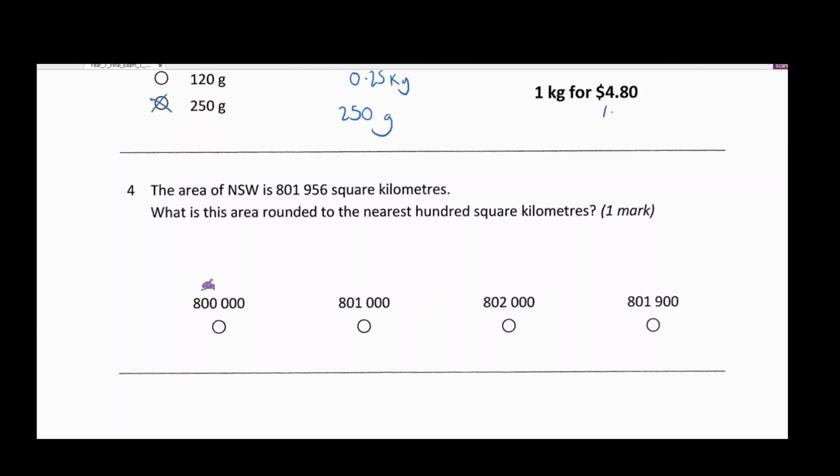The area of New South Wales is that many square kilometres. What is this area to the nearest 100 square kilometres? So the nearest 100, it's going to be this. So it's going to be 2000. And it's this one.